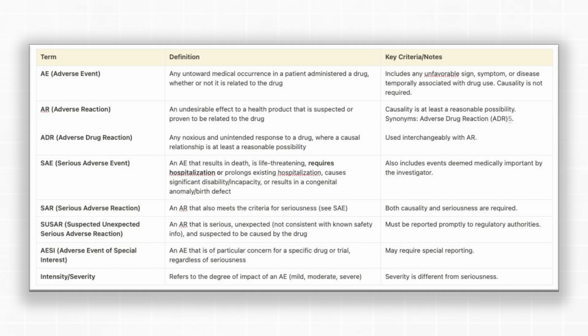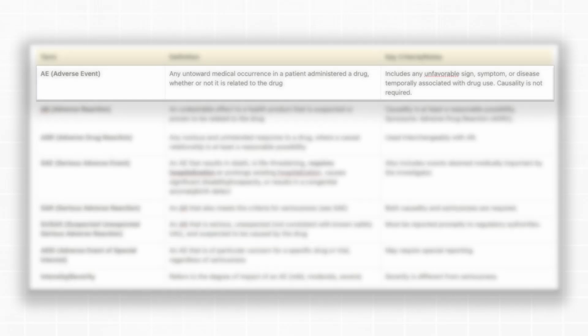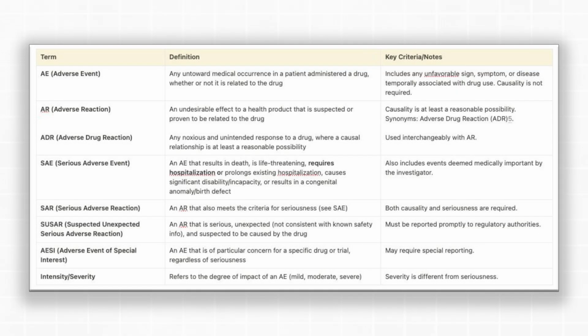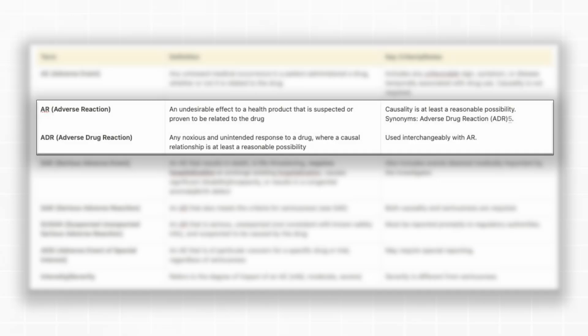These are called adverse events, or AEs for short. An adverse event is any negative health change that happens while someone is taking a drug, whether or not the drug actually caused it. So if you get a headache during a trial, that's an AE, even if it's just a coincidence. Now, if the doctor thinks the drug probably did cause the problem, it's called an adverse reaction, or AR. Sometimes you'll also hear adverse drug reaction, or ADR. These mean there's at least a reasonable chance the medicine is to blame.